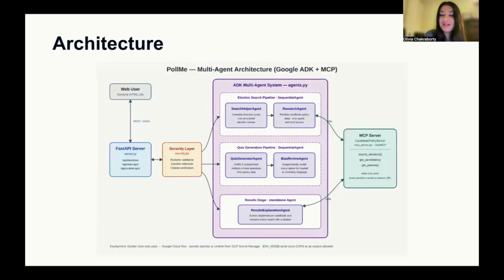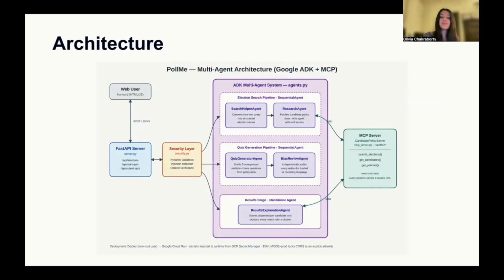Here's the whole system. This is a FastAPI server in front, and every request goes through a security layer first, where there's input validation, there's prompt injection checks, and citation verification on the way out. And all agents are built on Google's ADK. There are 5 in total, and they're organized into 2 sequential pipelines. There's one for finding elections and one for generating and reviewing the quiz, plus a results agent.